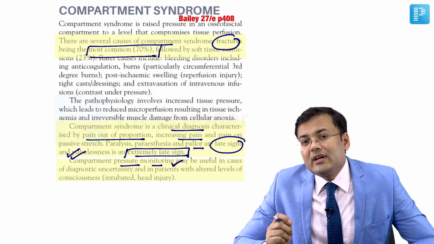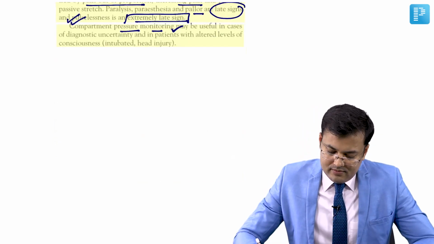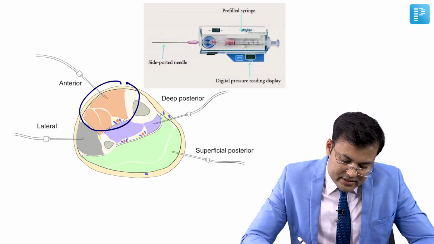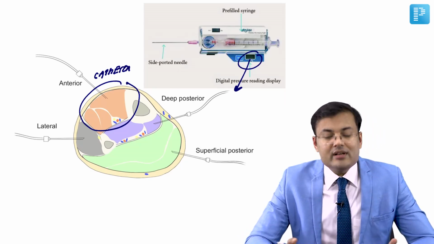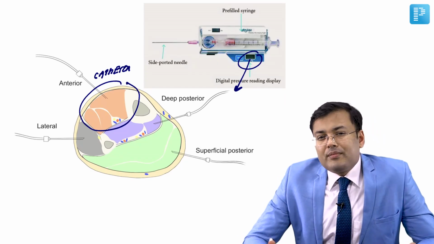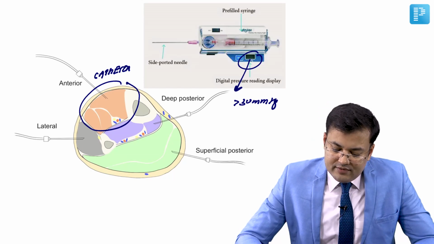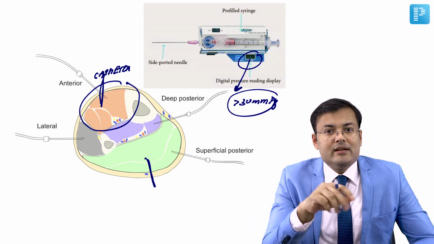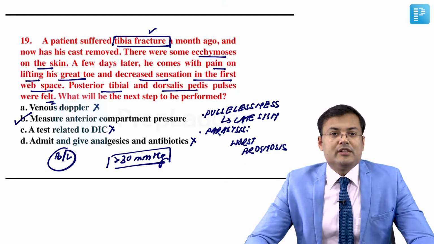So how are you going to measure the pressure? We have to insert a catheter and it is attached to a compartment pressure monitor. So here you can see this is the anterior compartment. You insert the catheter and this catheter is attached to this monitor here. The reading is displayed. So you can see the reading of pressure, and if it is more than 30 mmHg, diagnosis is confirmed and we have to perform what? Longitudinal fasciotomy, and it is done bilaterally. So the correct answer for this question is B.